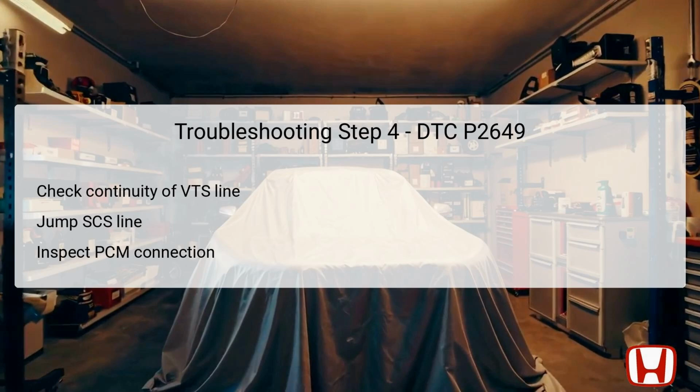The fourth step in diagnosing DTC P2649 involves verifying the integrity of the variable timing solenoid (VTS) line. Begin this step by bridging the SCS service check signal line using the HDS. Waiting more than a minute is crucial for proper testing conditions.